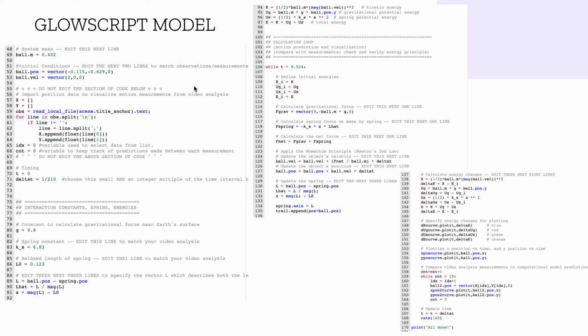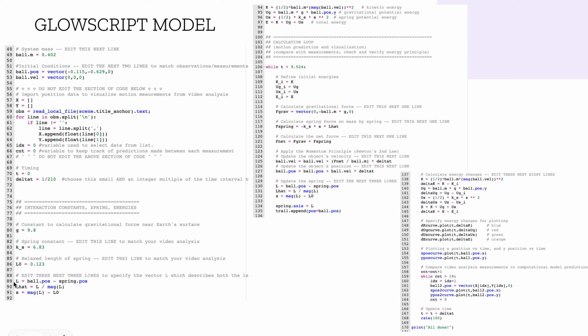Here is my GlowScript model, and the first things that had to be done were to update the initial conditions. Here we have the mass of the object, which is 0.402 kilograms. The object's position and velocity were obtained through our experimental data from Tracker. Here we have the gravitational constant, which is 9.8, our spring constant, and relaxed length, which was obtained through pre-lecture video 52. And here we updated some of the conditions for the spring.